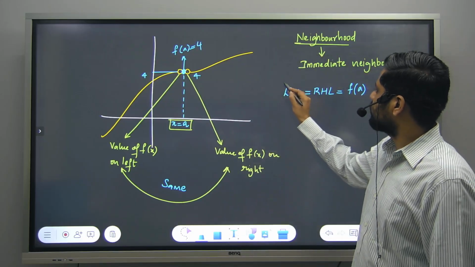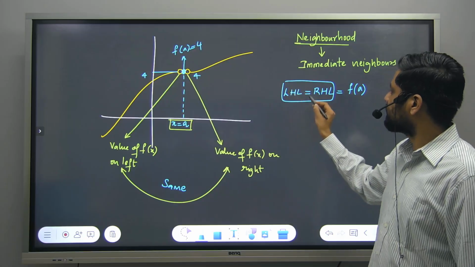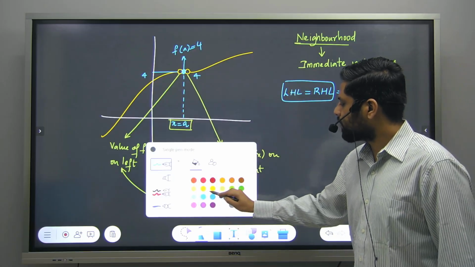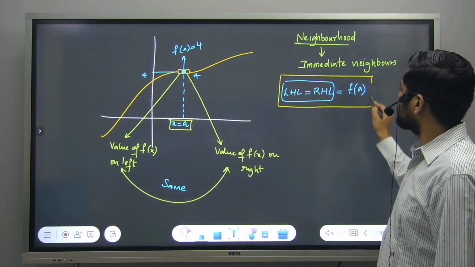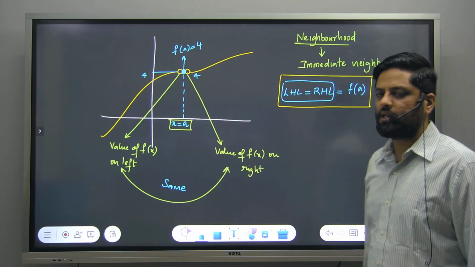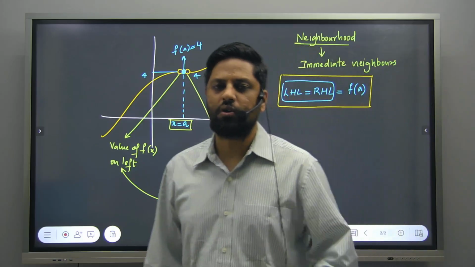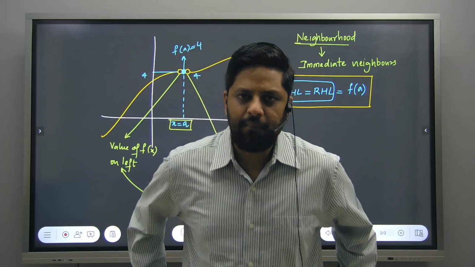So this is not the only condition. The entire thing should be considered. LHL should be equal to RHL, and it should also be equal to the value of the function. Only then the function is going to be continuous.